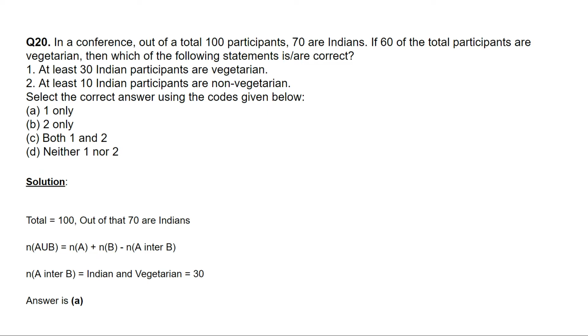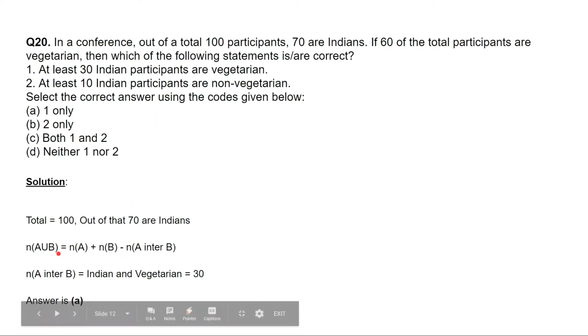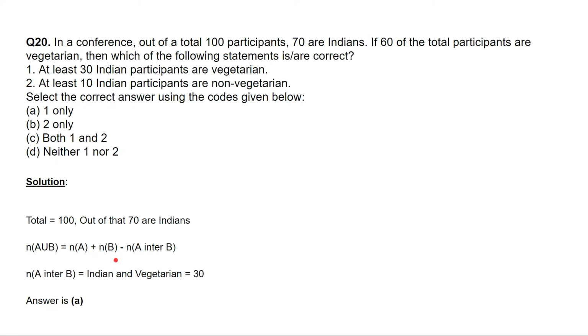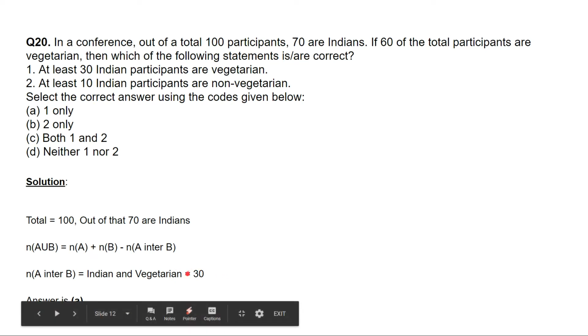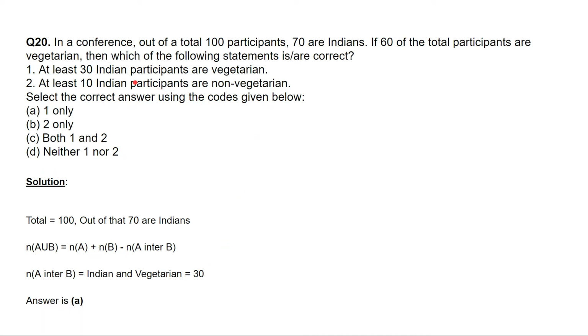Okay, this is again a reasoning question. So there are a total of 100 participants. Out of that, 70 are Indians and 60 of them are vegetarians. Then we have to find out of these two which statement is correct. So this is basically a set question. We have to find how many Indians are vegetarians. Out of those 100 people, how many are Indians and vegetarians? So we are getting 30 people who are Indians and vegetarians.